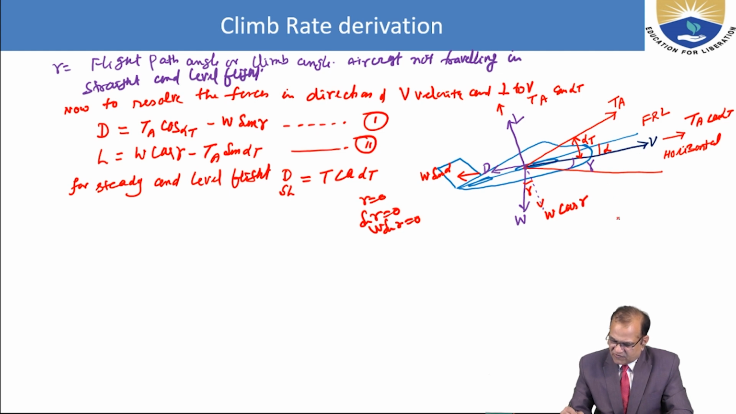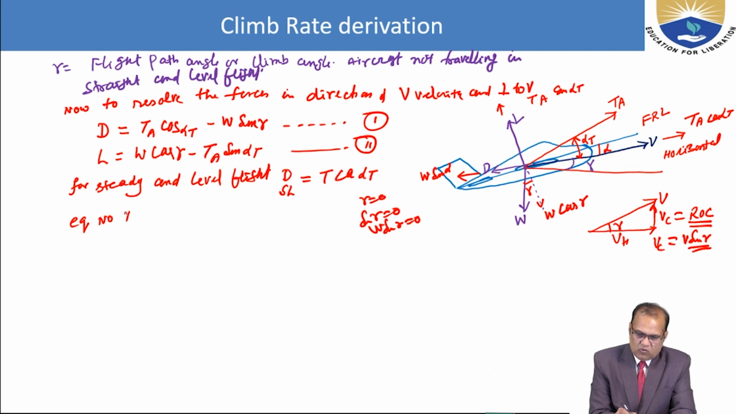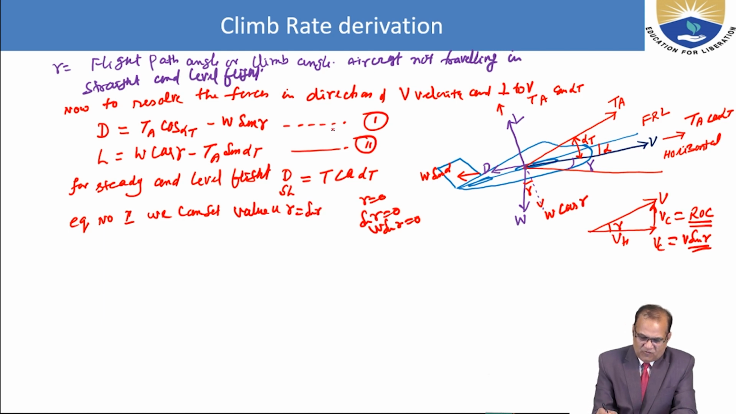If you see here, this velocity component V, this is the horizontal, this is VH, and this is the vertical component, and this is the gamma angle, this is VC, the rate of climb. And this rate of climb VC is equal to V sin gamma. This we have already understood, and we have already done this problem. So from equation number one, we can get the value of sin gamma, which is TA cos alpha T minus D divided by W.